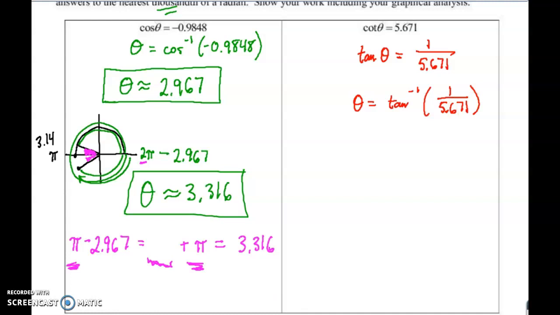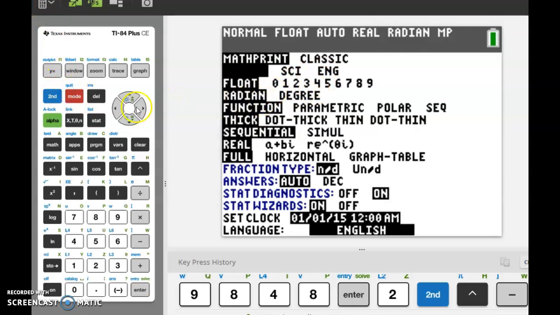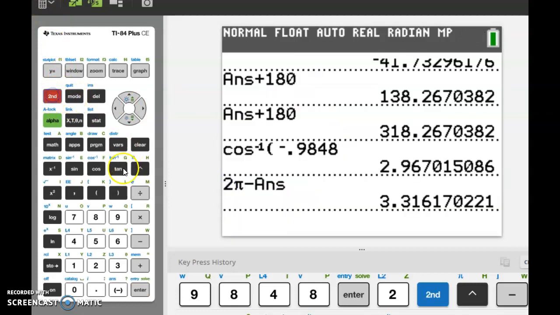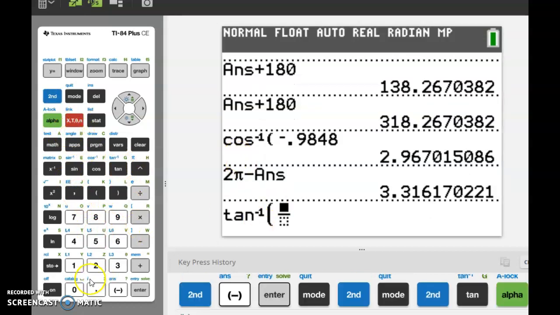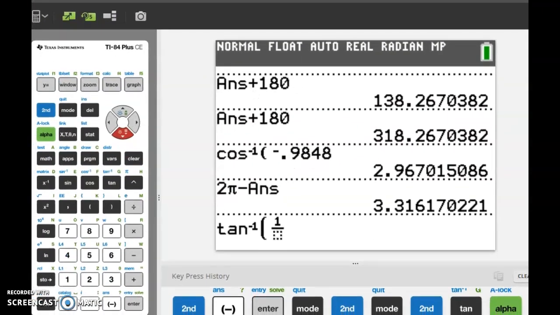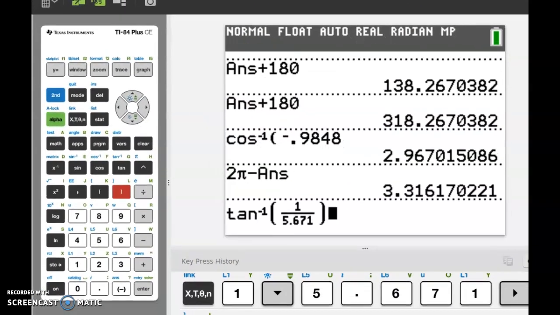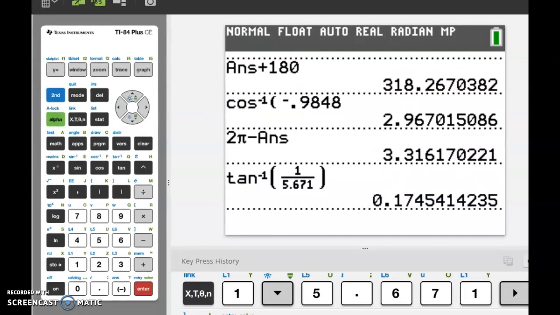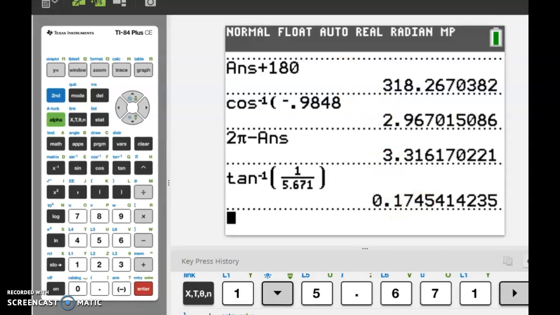Where's my calculator? There it is. So, are you in the right mode? Yep, we didn't change it. Inverse tangent, and I just like to make the fraction, but you can hit the divided by sign. 1 divided by is the same thing. I already forgot what that number was, 5.671. You don't have to close the parentheses, but some people do, which is fine. Hit enter, and you get an answer of 0.175.